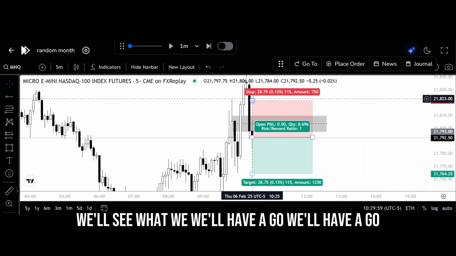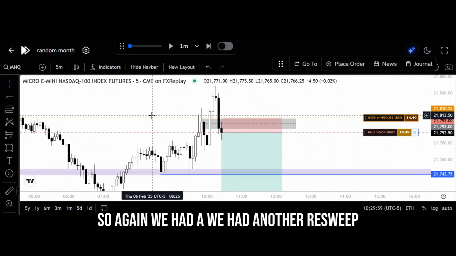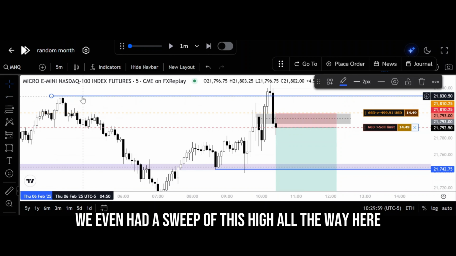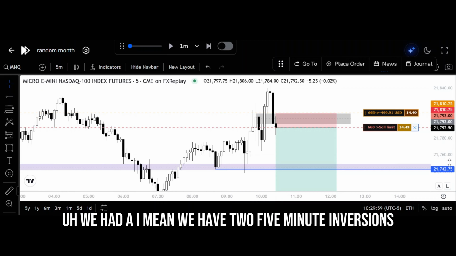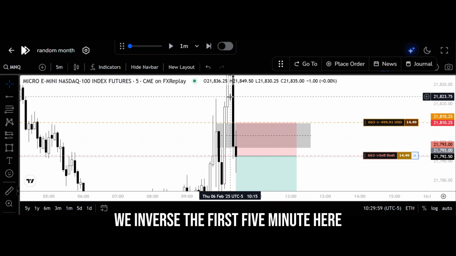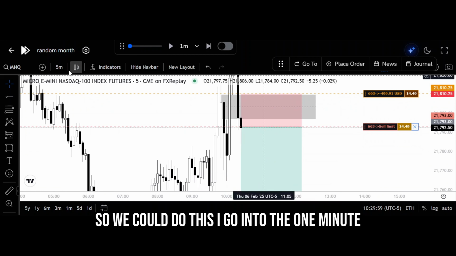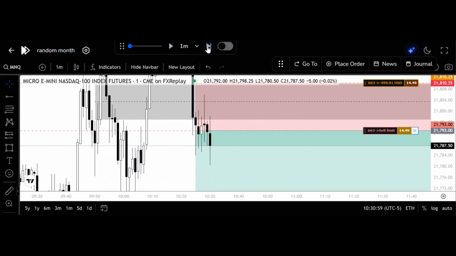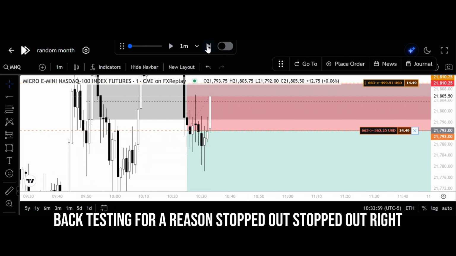We'll have a go. So again, we had another resweep. We had a big 5-minute inversion. We even had a sweep of this high all the way here. We have two 5-minute inversions. We invert the first 5-minute here and the second 5-minute here. So we could do this. I go into the 1-minute. Yeah, I'll try.